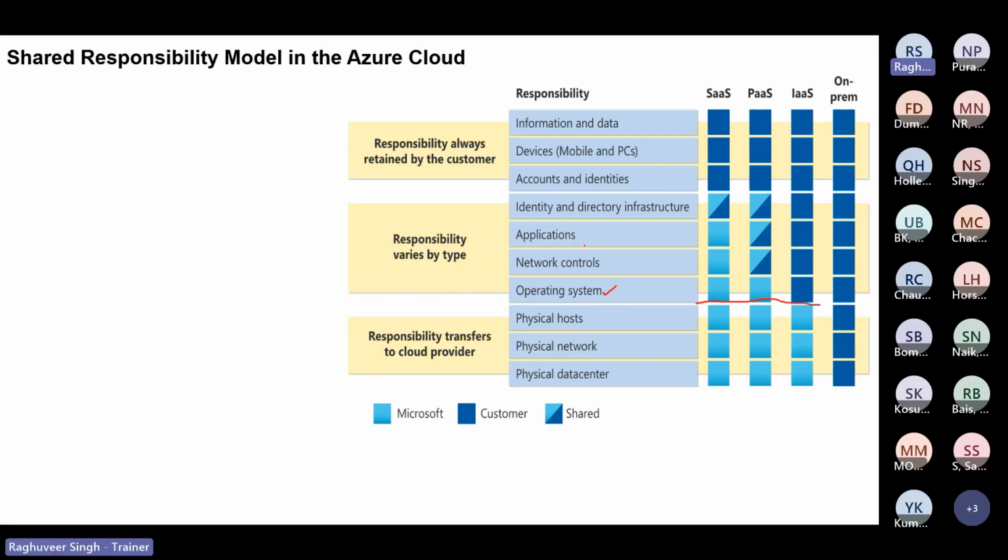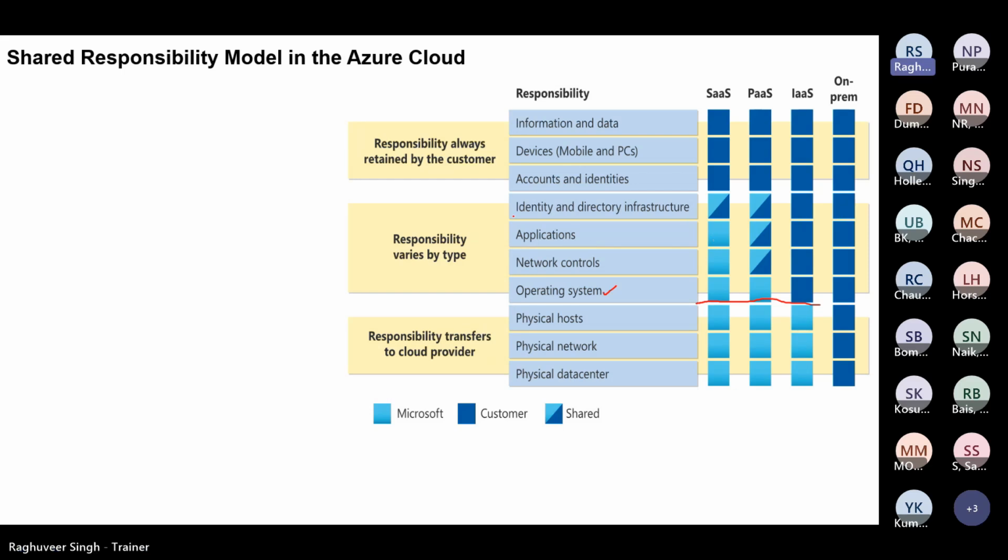Then comes applications. Now, in case of IaaS, it is the customer's responsibility because it is your application. You decide which operating system you need. You decide how your application will communicate, whether it will be internal or internet facing. So it's your responsibility. However, in PaaS, since it's an app service plan, it's a shared responsibility. It is between Microsoft and the customer. In SaaS, it is completely with Microsoft.